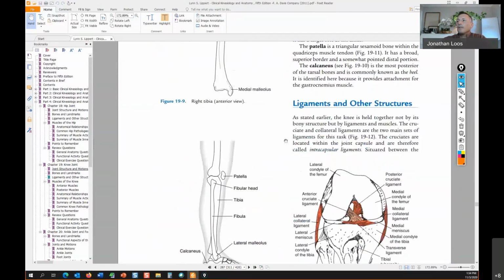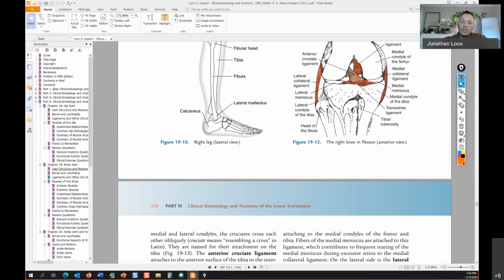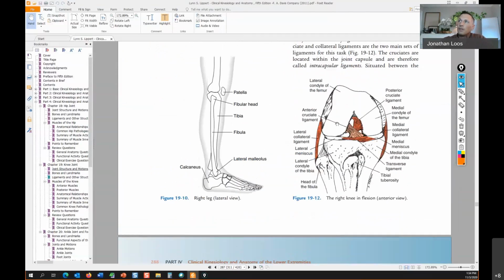All right, so before we move into the muscles, we'll look at the other structural components of the knee. You have 4 main ligaments that stabilize the knee. You have your collateral ligaments, a lateral collateral ligament and a medial collateral ligament. This is going to control motion in the frontal plane.